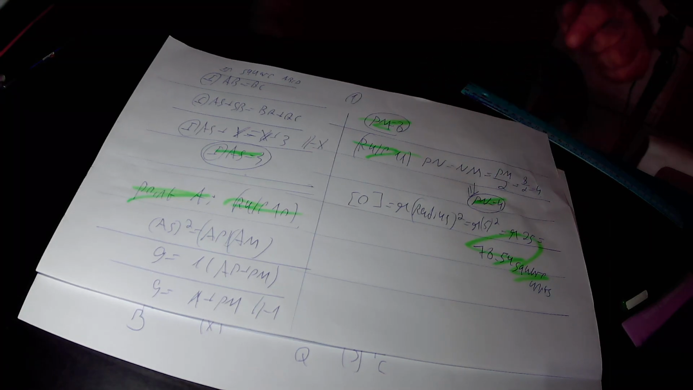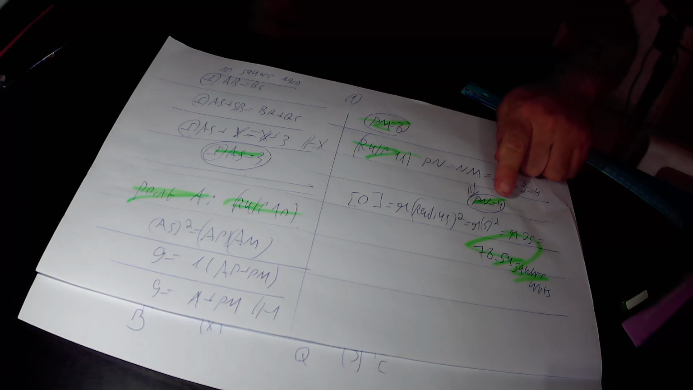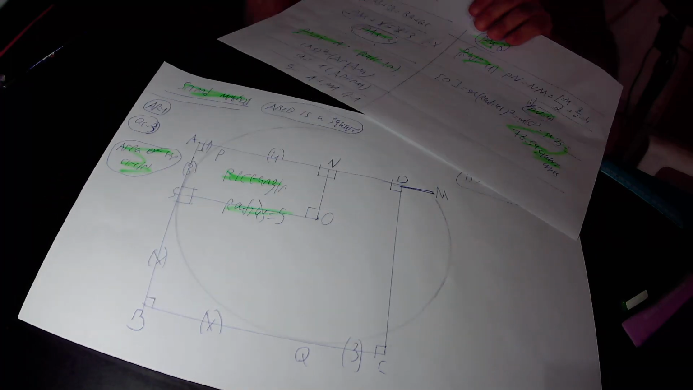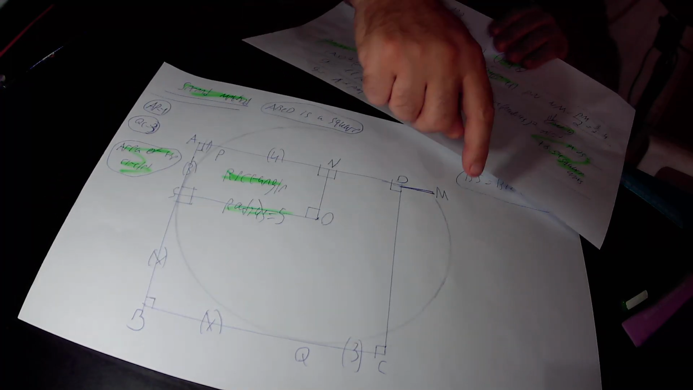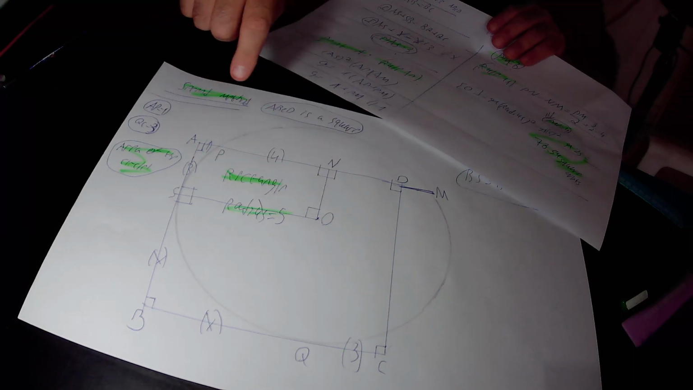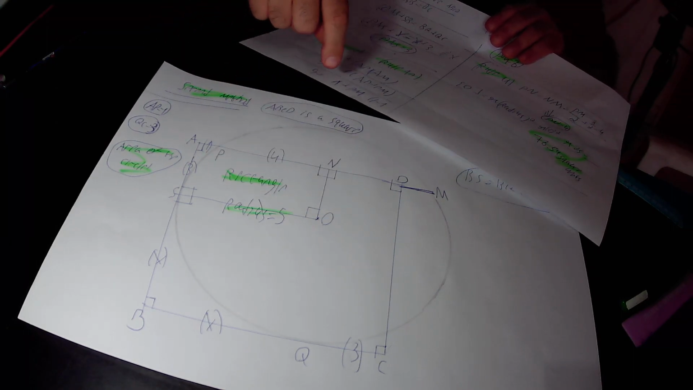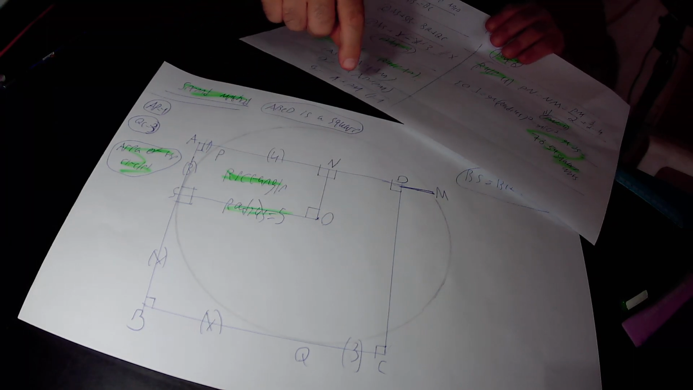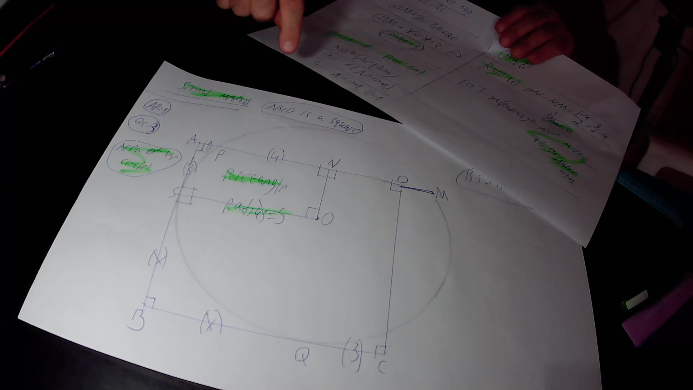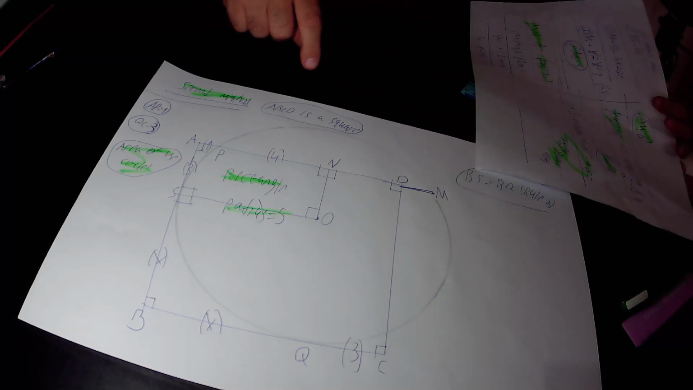5 squared is 25. So in total, the area of this circle, the area that we are looking for in this question, is equal to either 25 pi square units, or in terms of numbers, 78.54 square units.